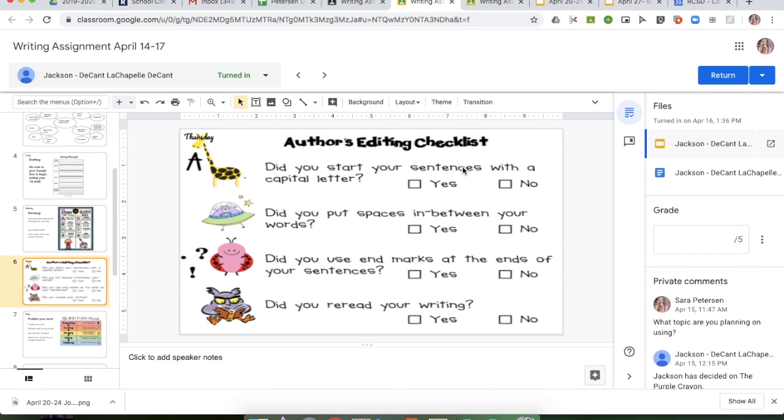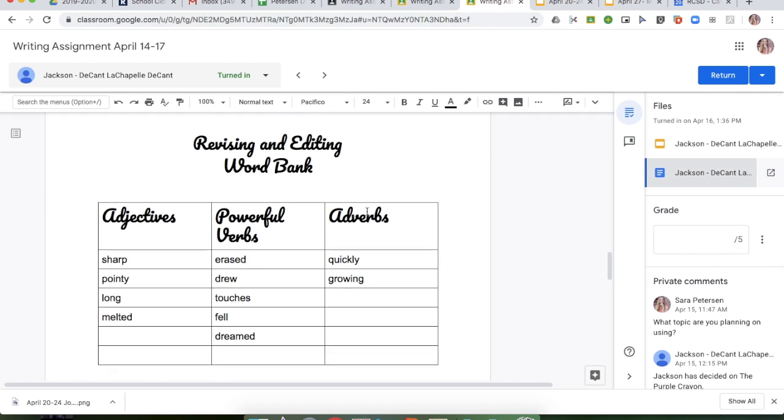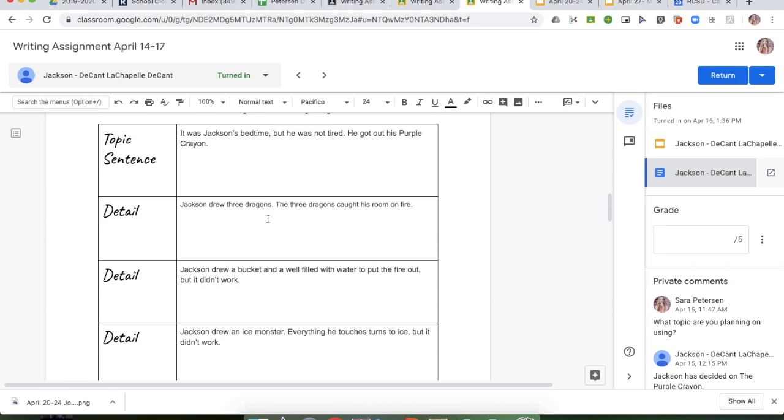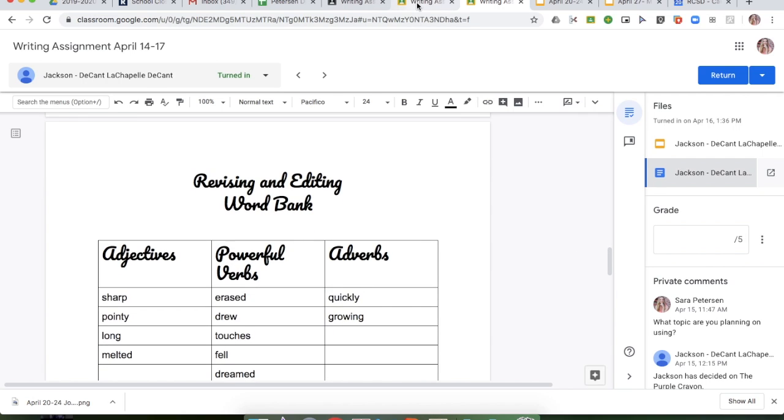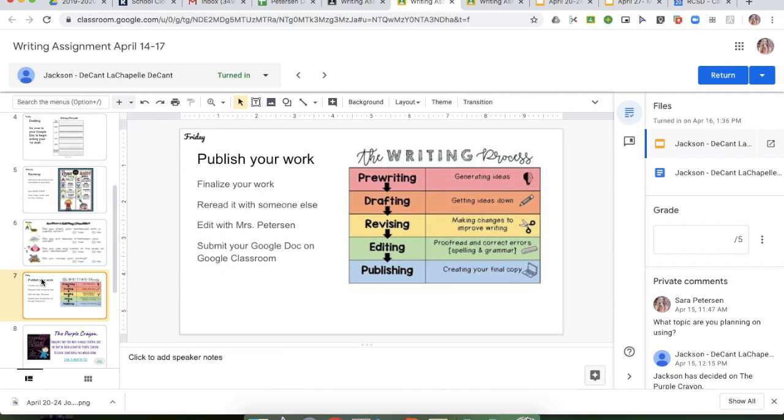Then he started editing. Did he start with his capital letters? Did he put spaces? Did he use question marks and periods? All of those things, he went back and he checked. He said, did I do this? Did I do this? Did I do this? Then after that, he started writing his final work.